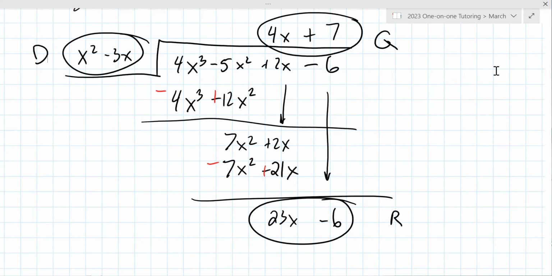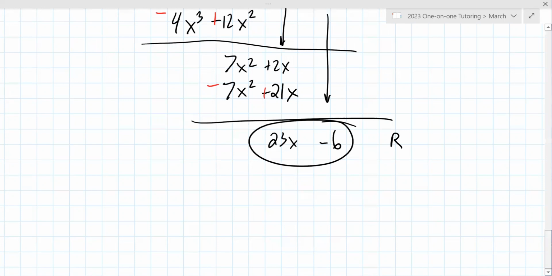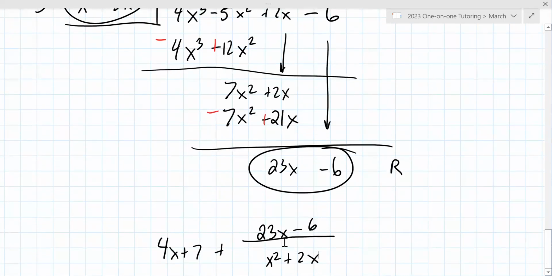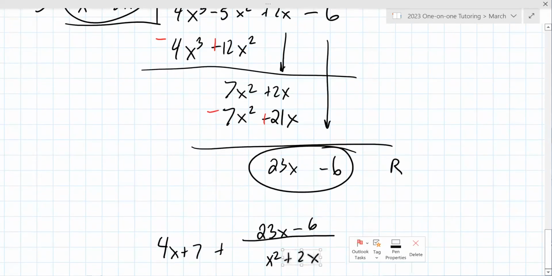Right. So your answer here is the quotient 4x plus 7 plus, and you always put your remainder in the numerator, 23x minus 6 over the divisor, which is x squared minus 3x. Sorry, I grabbed the wrong one. Okay.